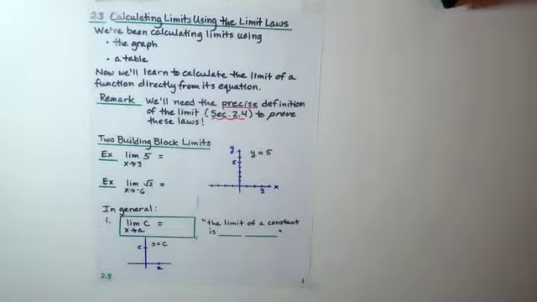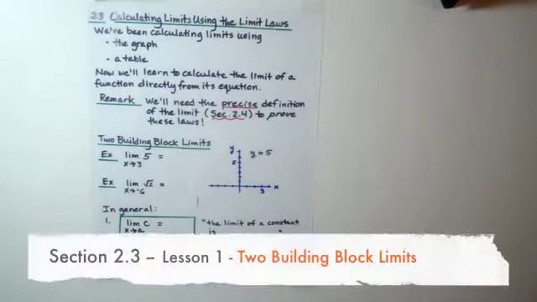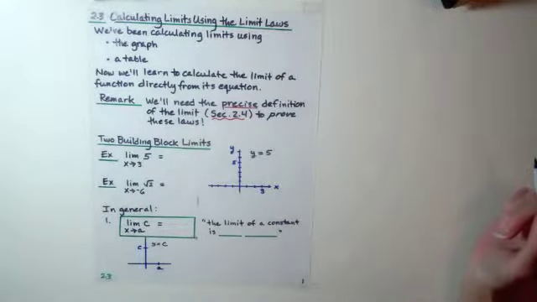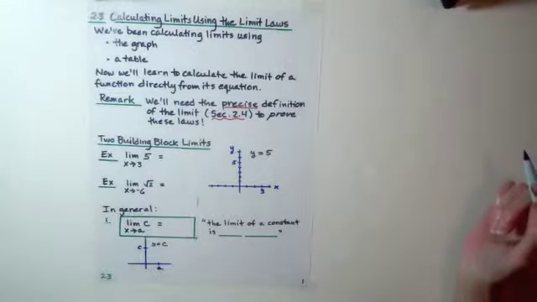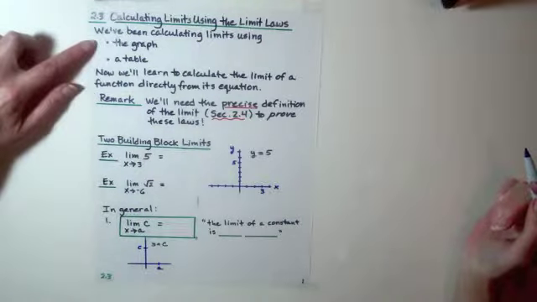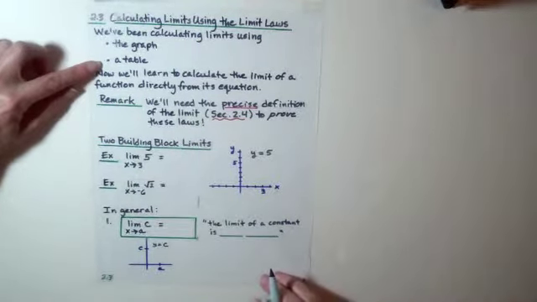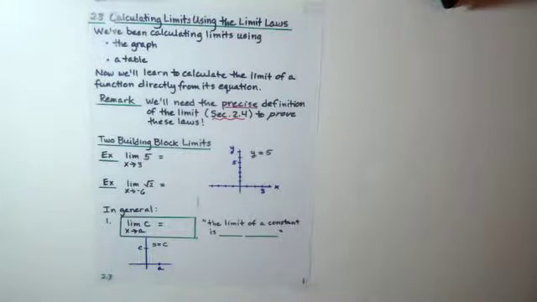The next section we'll be looking at is calculating limits using the limit laws. What we did in the last section was to understand what a limit is by calculating the limit from a graph, or sometimes we used a table. So that's what we've done so far, is to use graphs and tables. There is a problem with using graphs and tables, of course.